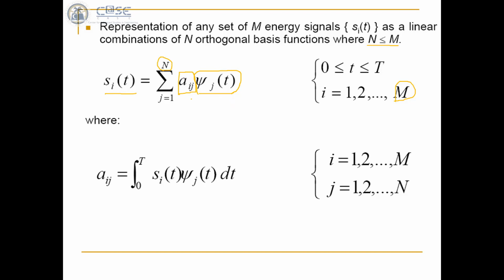And how do you compute the contribution aij? aij is nothing but the multiplication of the original signal si of t with the basis function out of which you would like to calculate the contribution from, and integrate it over the orthogonality period 0 till capital T. So that's how you calculate the value of the contribution.